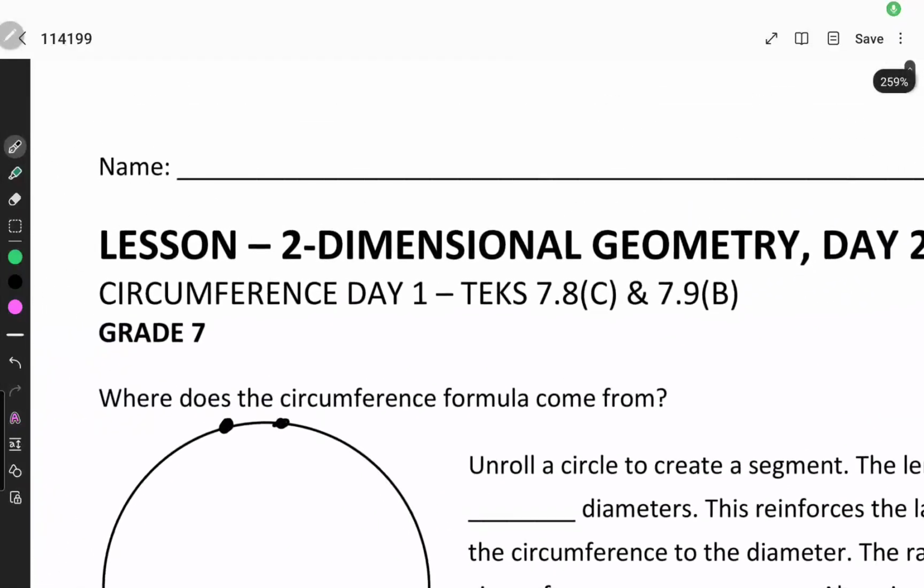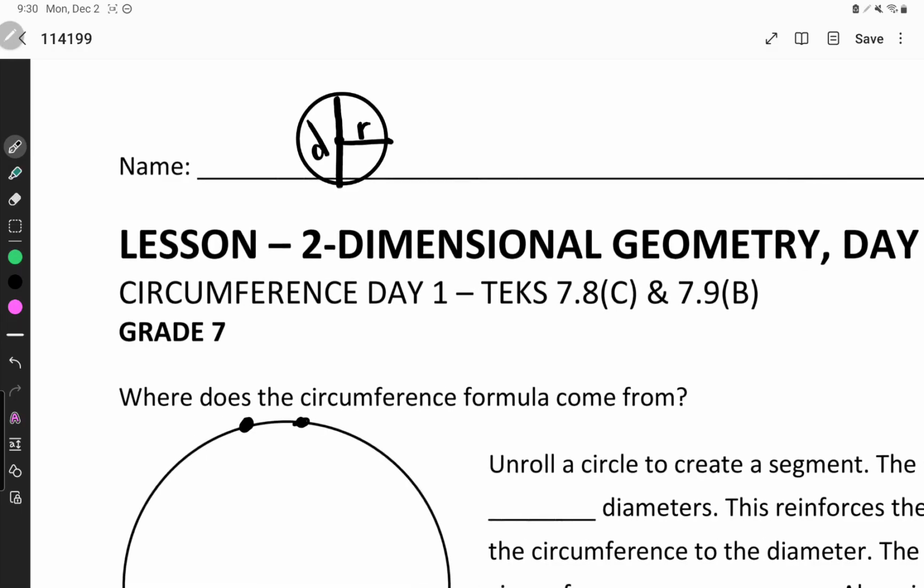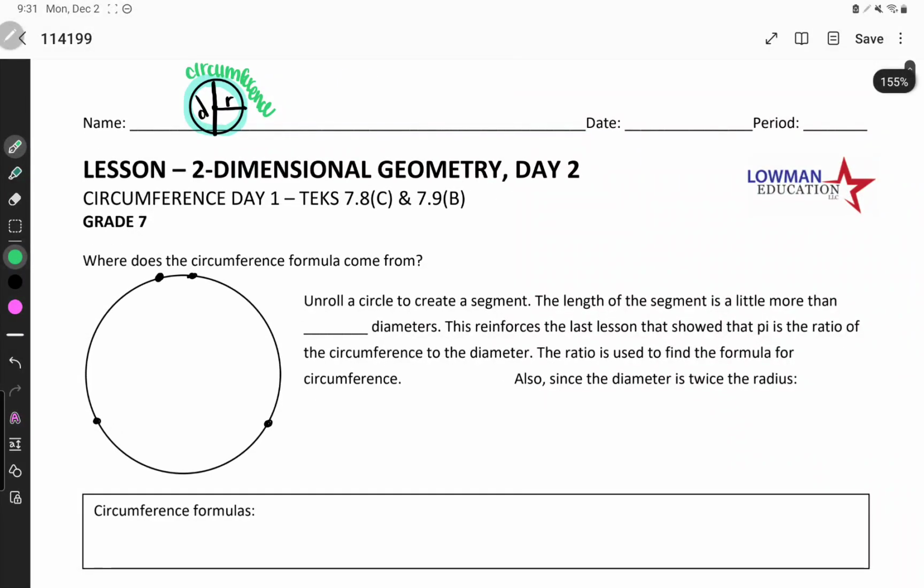Today, we talked a lot about pi. We learned about our circle, and we learned that our circle has a center, it has a radius, it has a diameter, and then the part that goes all the way around it is your circumference. So that is what we learned about yesterday.